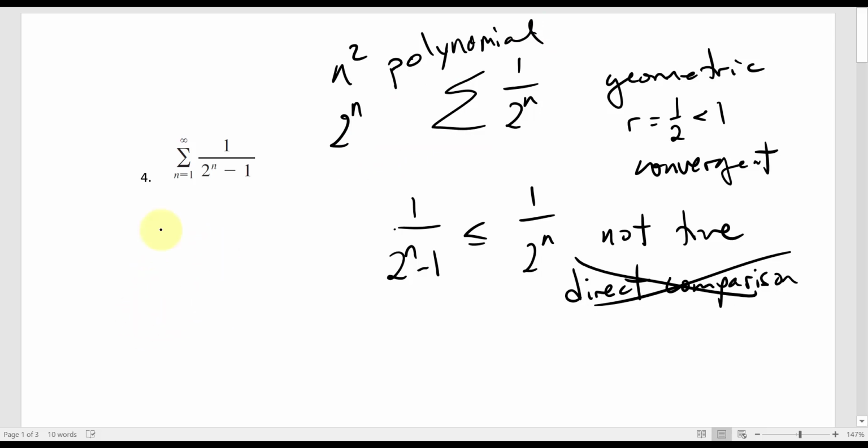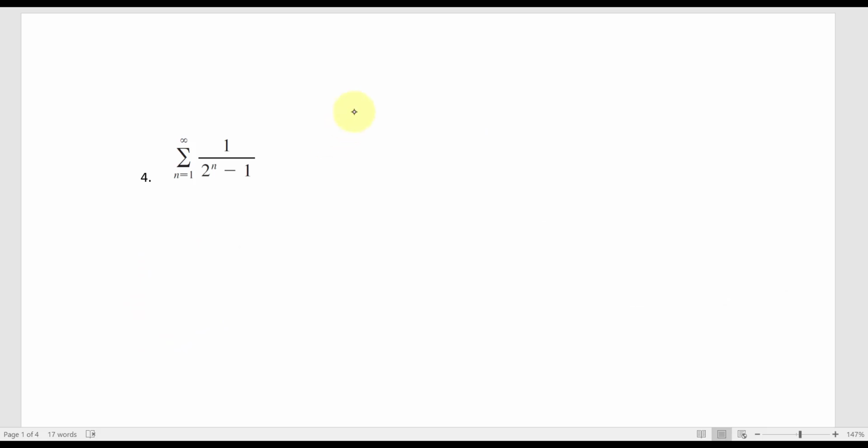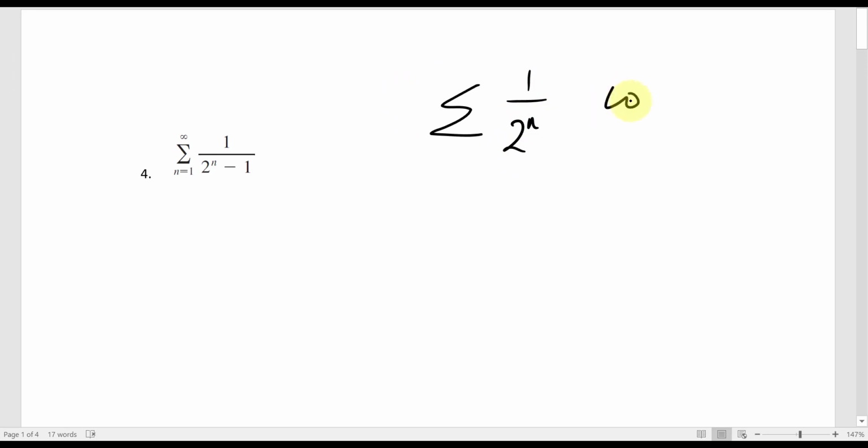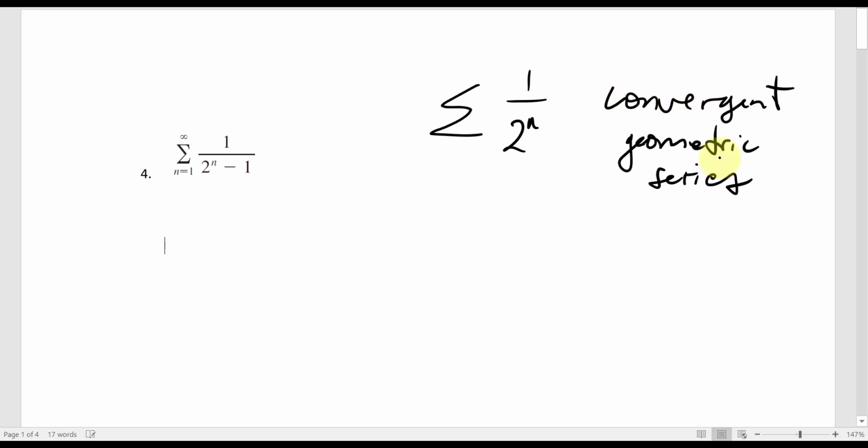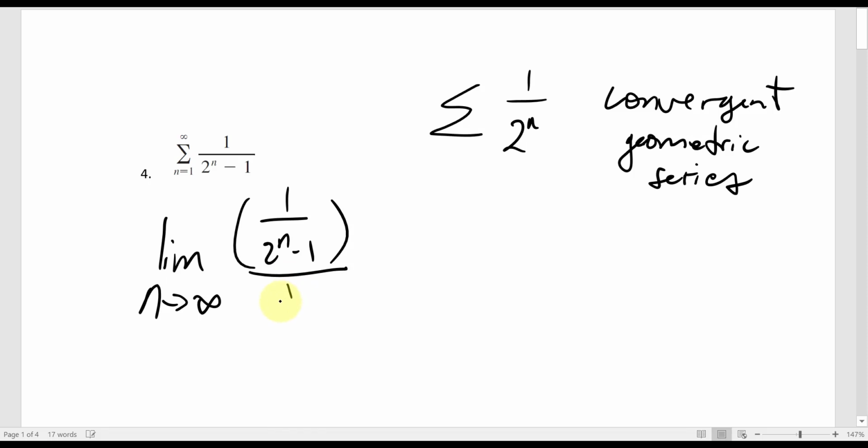Limit comparison requires that we have two infinite series with positive terms. So let's make our comparison series this same 1 over 2 to the n, which is a convergent geometric series. And we'll do limit comparison. So we're going to take the limit as n goes to infinity of the one that's given here, divided by the comparison. Simplify and evaluate this limit.